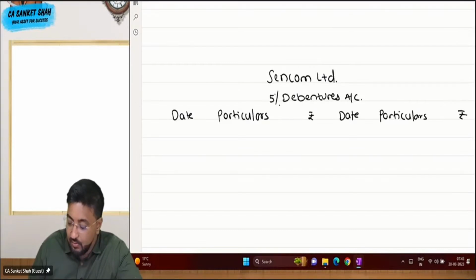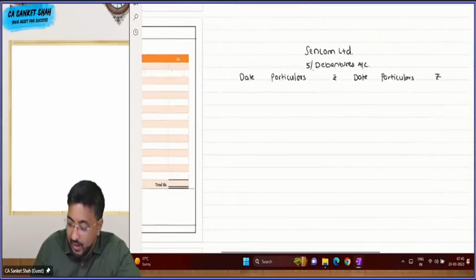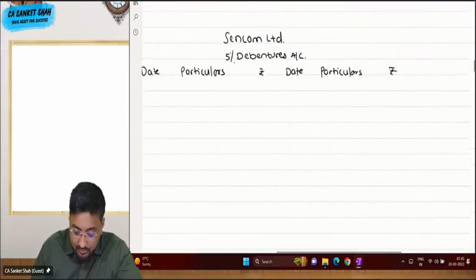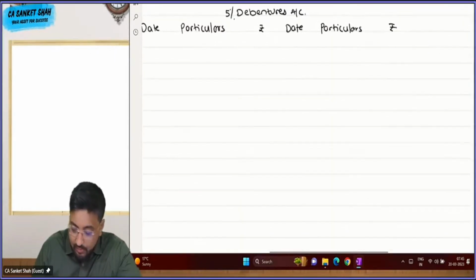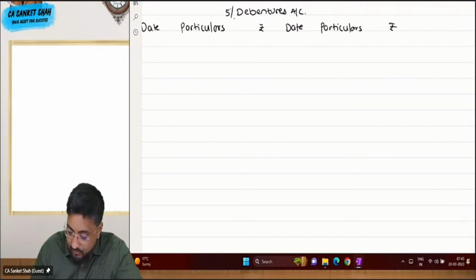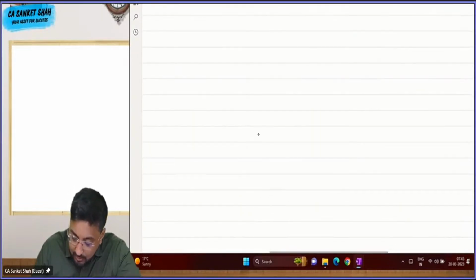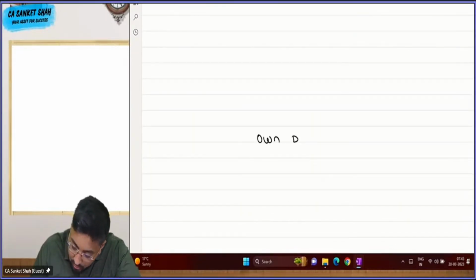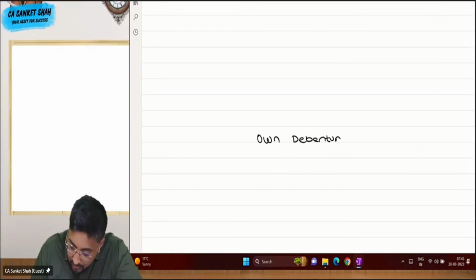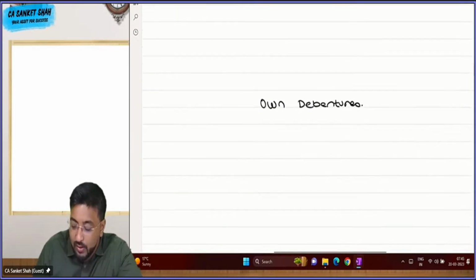Yes, 10 lines, 10 lines, 10 lines. Then prepare own debentures account on 2 pages. Or if your handwriting is small, better you can take it on 1 page.